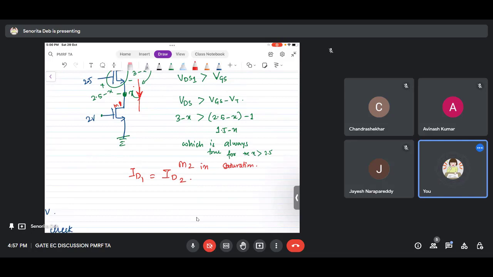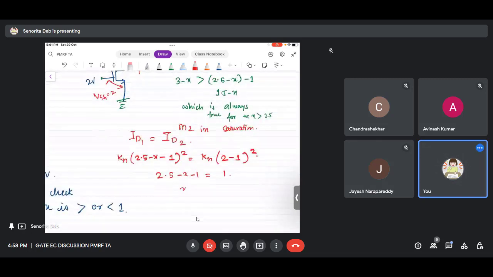So Kn times (VGS1 minus VTH) squared equals Kn times (VGS2 minus VTH) squared. This is 2 volts. VGS1 is 2 volts directly. So 2 minus 1 whole square. Right? So this means 2.5 minus X minus 1 is nothing but 1. And therefore X is nothing but 2.5 minus 2, which is 0.5. Right? So for 0.5 volts, my M2 is in saturation.